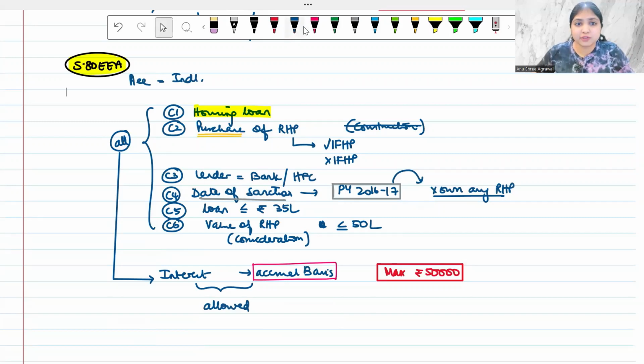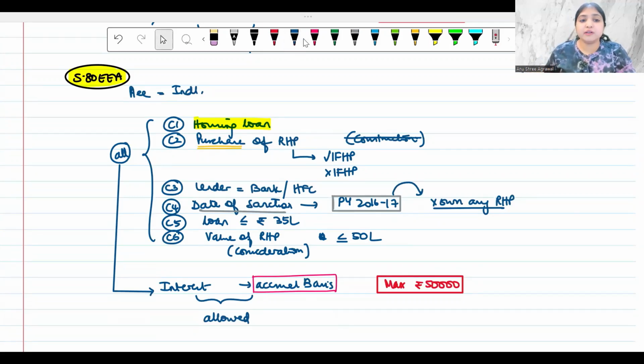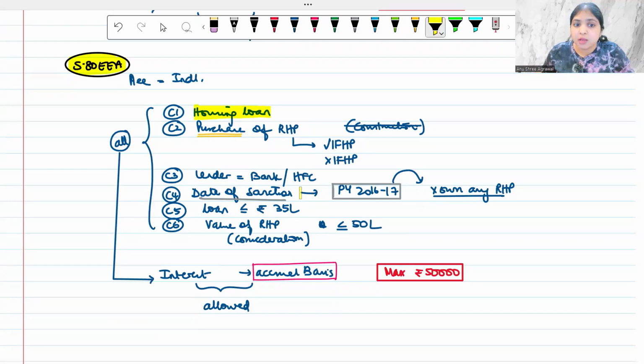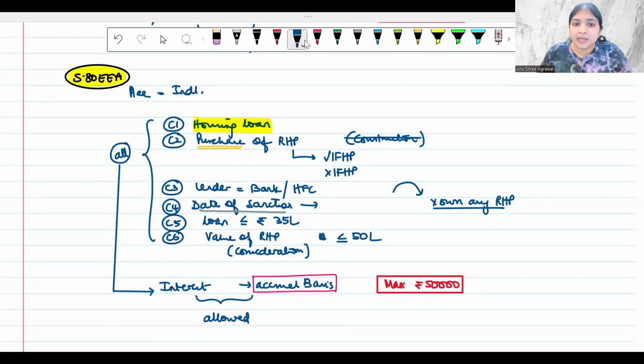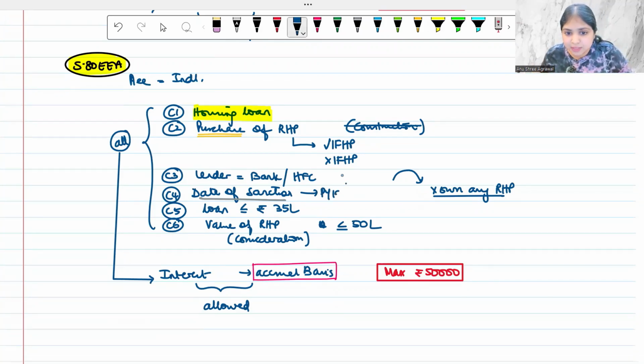Even over here, the assessee has to be an individual. Even over here, the assessee has borrowed a housing loan. Even over here, the loan should be borrowed only for purchase of a residential house property and not construction. The property may be assessed to tax under IFHB or not, doesn't matter. Even over here, the lender may be a bank or a housing finance company, but here the date of sanction changes. Here, the date of sanction can be across 3 previous years. The date of sanction may either be in previous year 19-20, or in previous year 20-21, or in previous year 21-22.